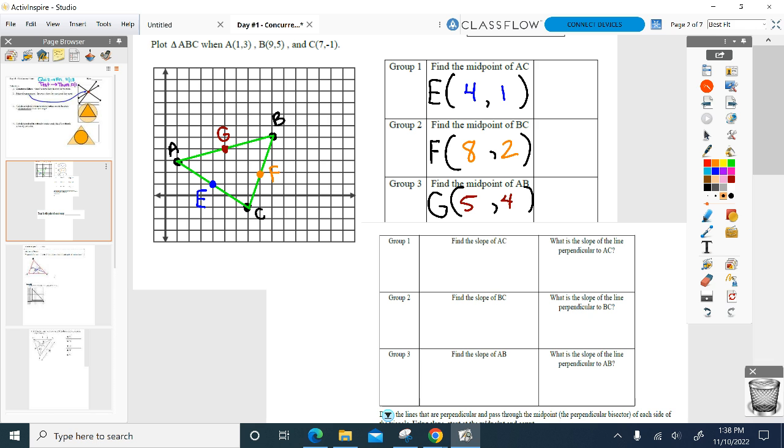All right, good job, everyone. Don't connect them, please. They're just their midpoints. Please remember their midpoints before we go on to the next task.